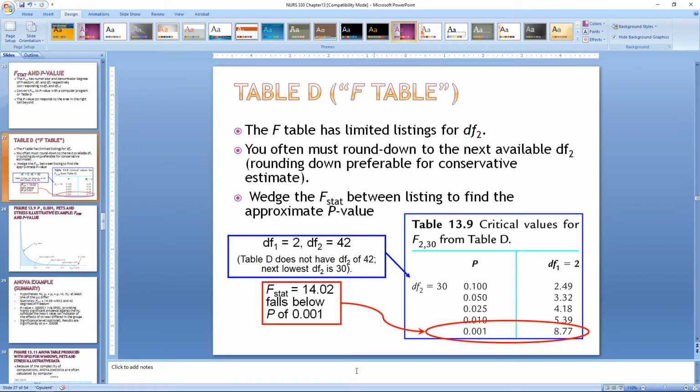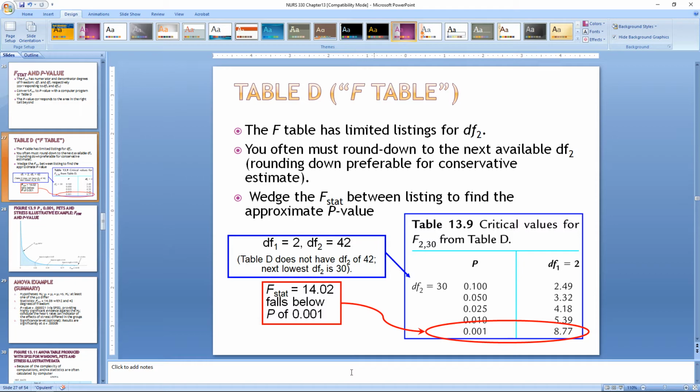So if you were to go to the table, which will be found on page 553, you'll notice on the left-hand side, the degrees of freedom in the denominator, you see the 30, and that's what we're looking for. And then we go to our degrees of freedom between, which was 2. So you go over to the column at the very top, it says degrees of freedom in numerator, find 2, go down to where the 30 meets.